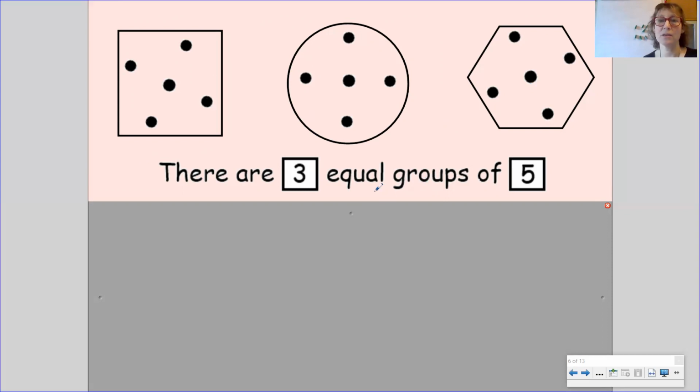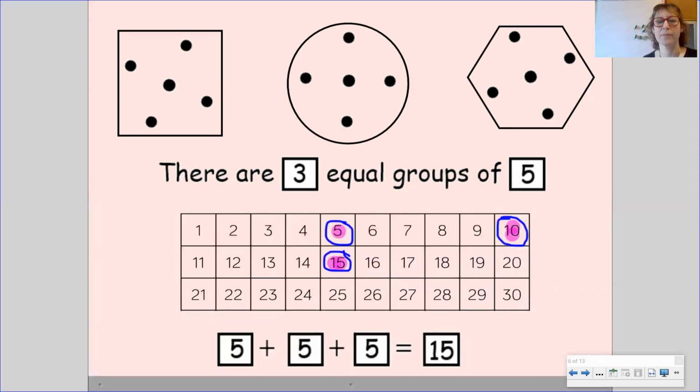We could count the total number of spots we've got. We could count along on a ruler. We could count along on a 100 square. But we would get our repeated addition: 5 add 5 add 5 equals 15.